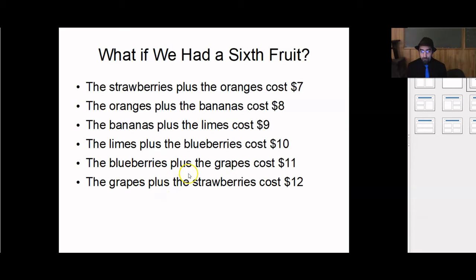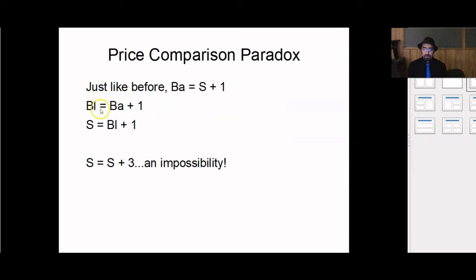Alright, so let's try that same approach of comparing the prices of fruits. So we say strawberries and oranges cost 7, and oranges and bananas cost 8. That means bananas must cost 1 more than strawberries. And we do the same thing as we did before. The blueberries cost 1 more than the bananas, but this time we get that the strawberries cost 1 more than the blueberries.